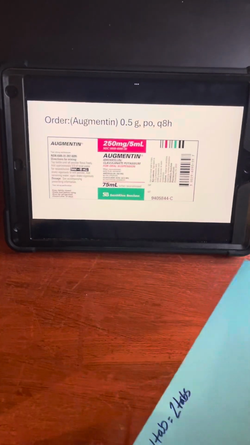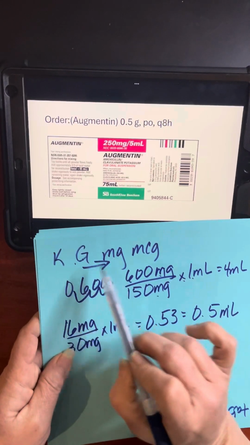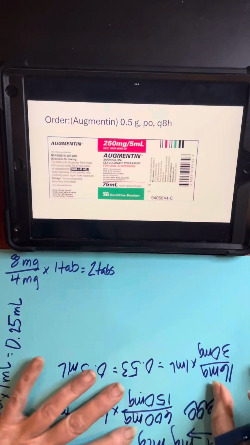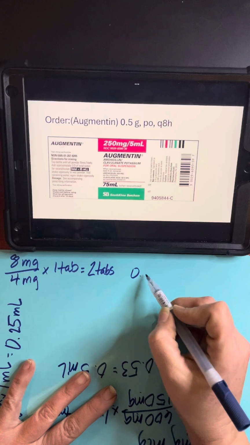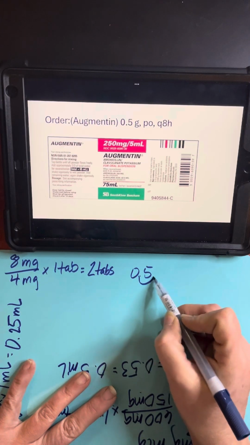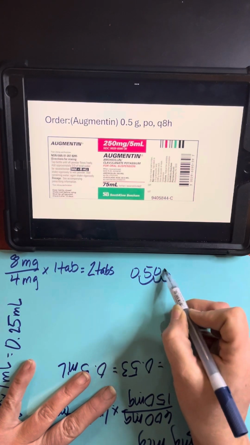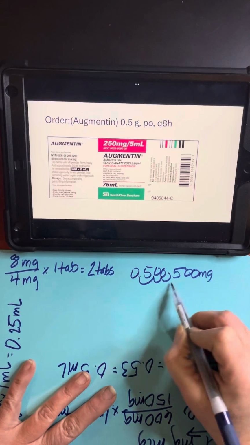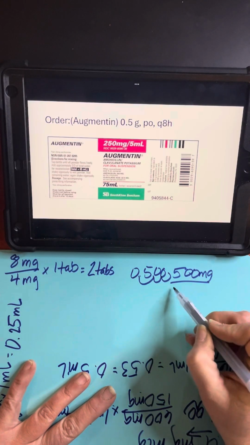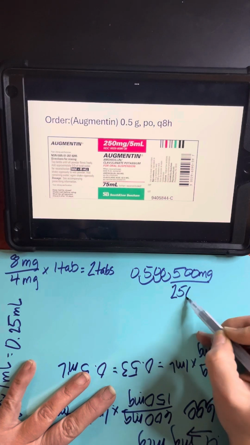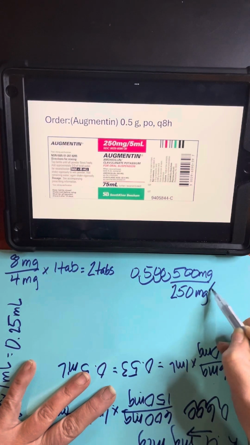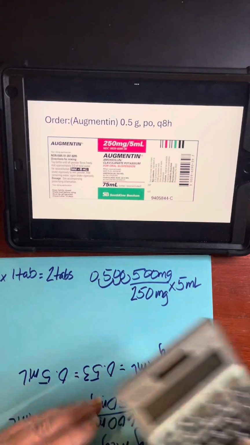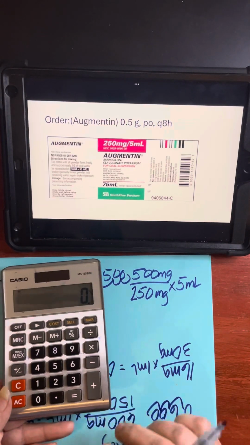So if we're going from grams to milligrams, we've got to move the decimal to the right 3 times. So 0.5, we're grabbing it 1, 2, 3. It's going to be 500 milligrams is what Mr. Man wants. What we have is 250 milligrams per 5 mLs. And we're doing this math. You hear me? We're doing it good and proper.